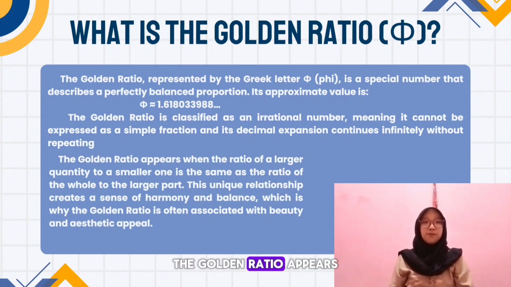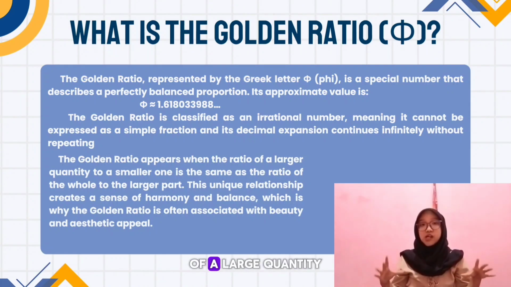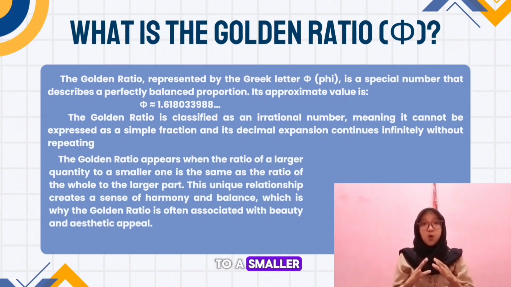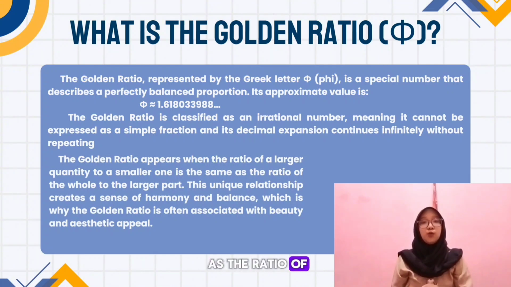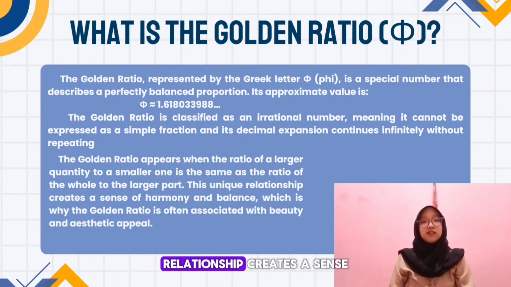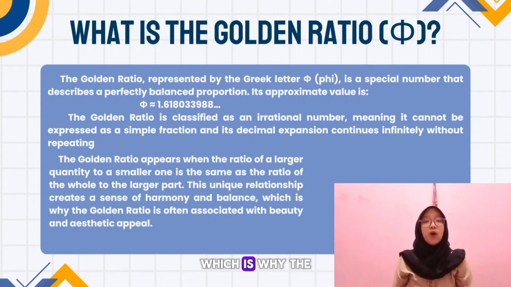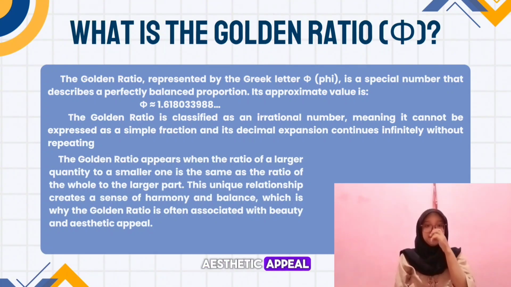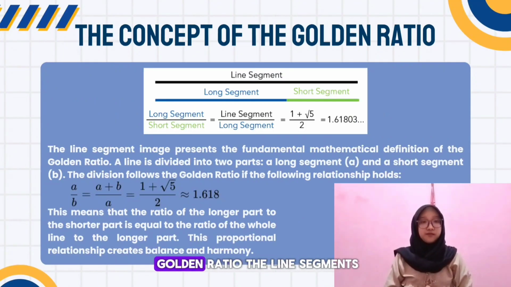The golden ratio appears when the ratio of a larger quantity to a smaller one is the same as the ratio of the whole to the larger part. This unique relationship creates a sense of harmony and balance, which is why the golden ratio is often associated with beauty and aesthetic appeal.